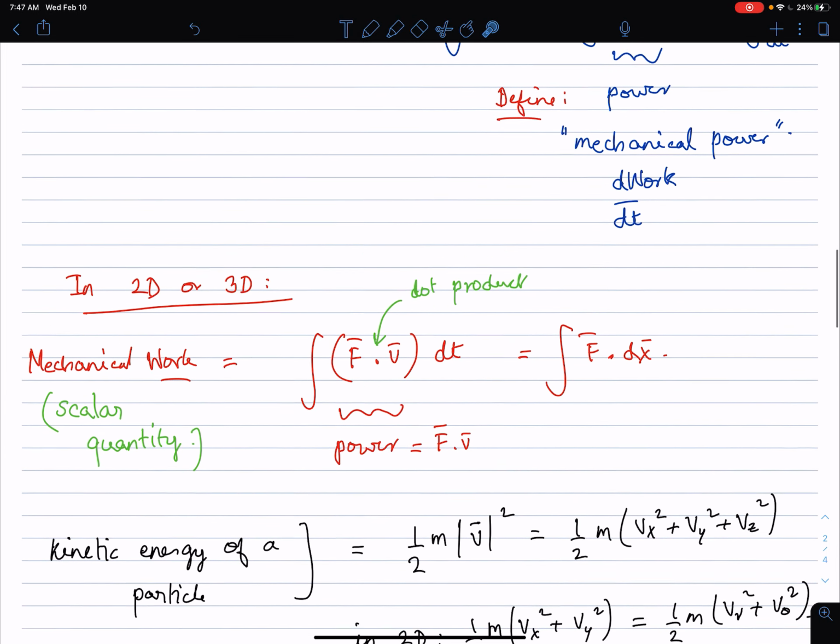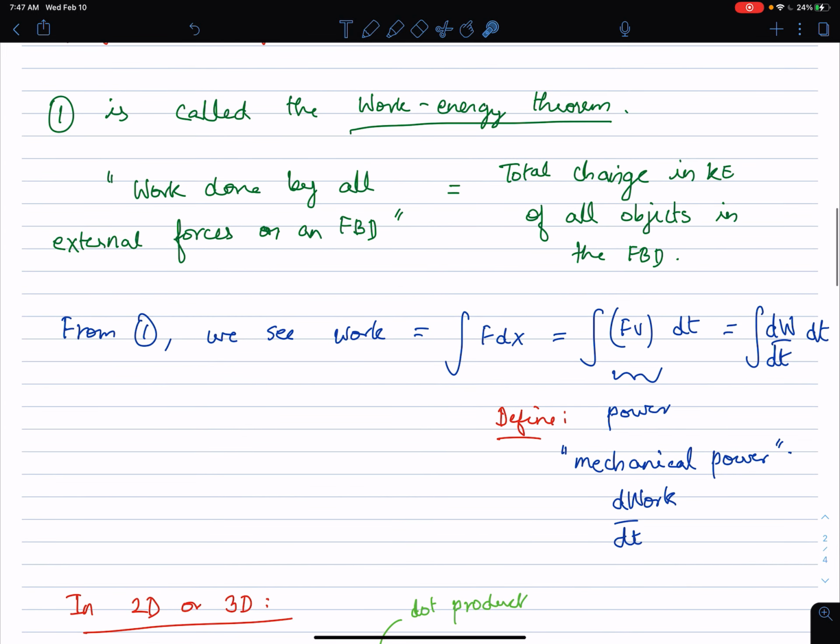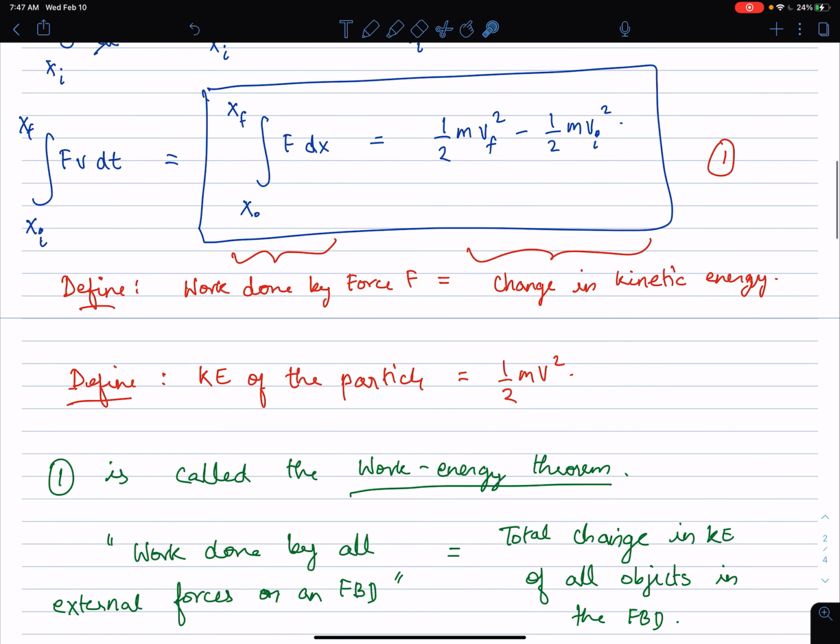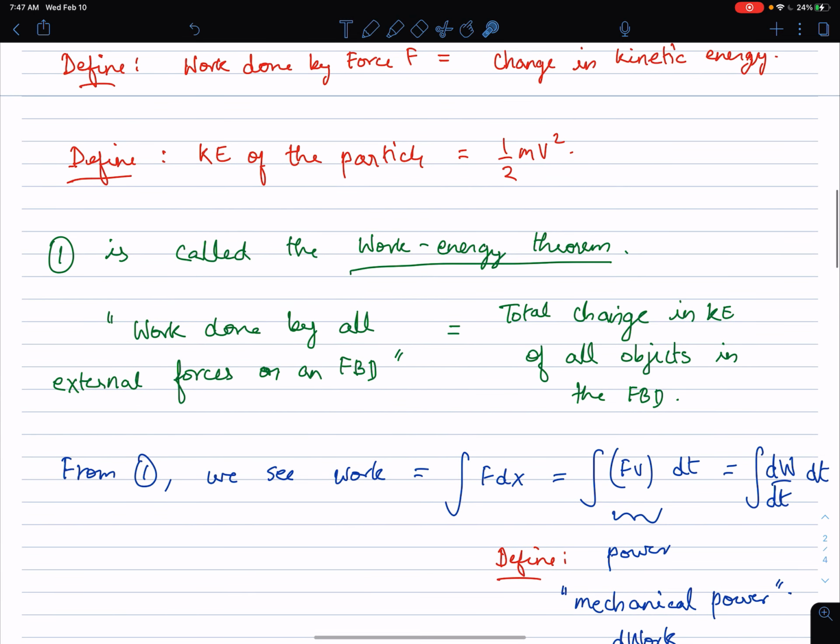And recall again, we have this thing called the work energy theorem, where we say work done by all the external forces on a free body diagram equals the total change in kinetic energy of all the objects in the free body diagram. Here we've just done one particle, but it's also true if you have multiple particles. In this course, we might apply the work energy theorem for multiple particles.